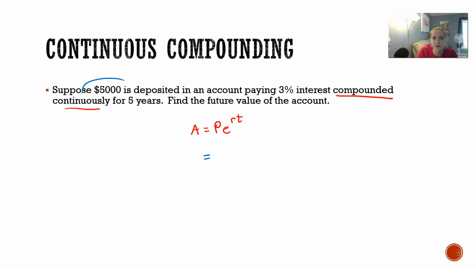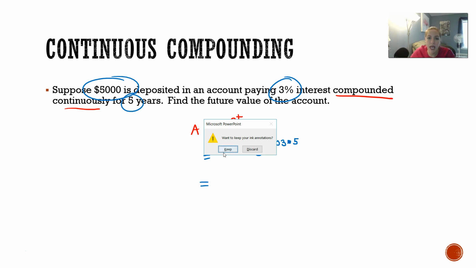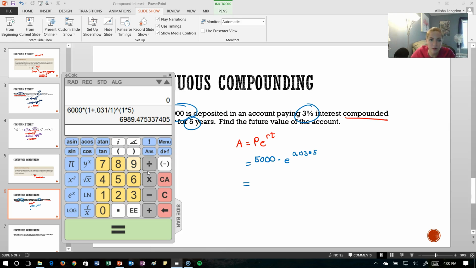P is your principal, which is 5,000. E is E, doesn't get replaced with anything. Well, there's a button for that on your calculator. R is going to be your rate. Now it's 3%, which of course we need to change to 0.03 since it's a decimal. We're going to multiply by T, which is the time in years, which is 5. Then we're just going to plug that all into our handy dandy calculator. Boom.